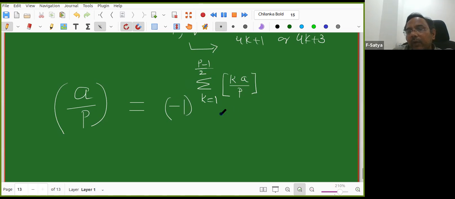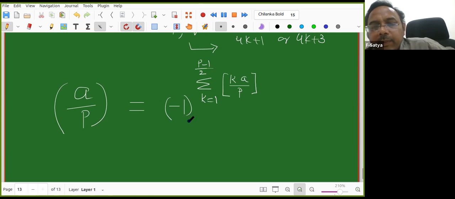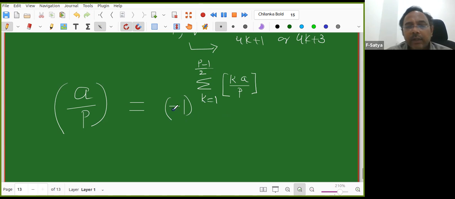Now how do you write the program? What do you compute? Simply multiply A by 1/P, A by 2/P, A by 3/P, up to A into (P-1)/2 divided by P. Take their greatest integers, add them, and raise -1 to that power. This is the answer he gave.